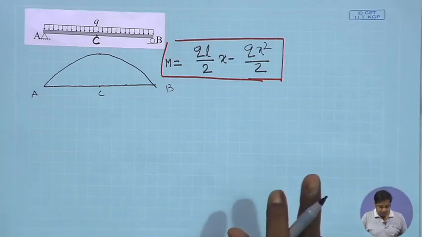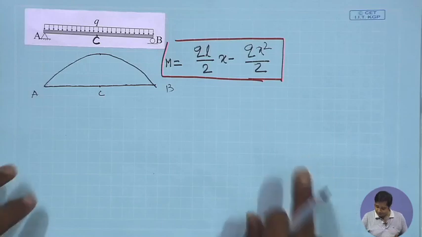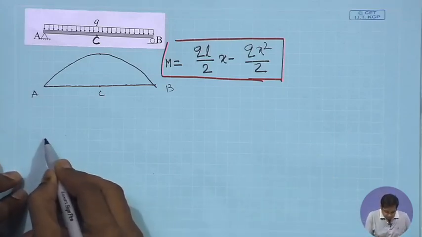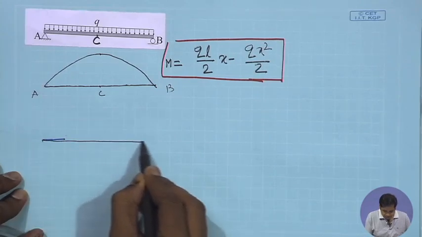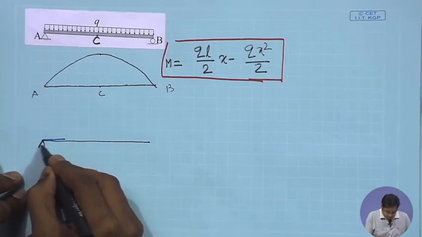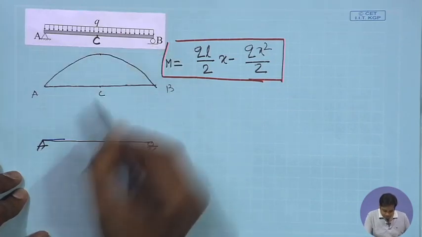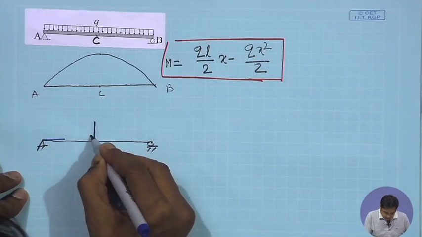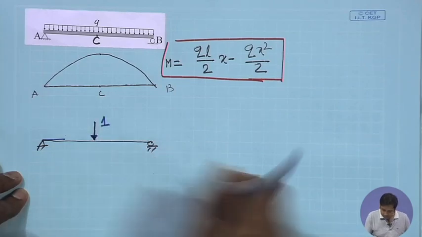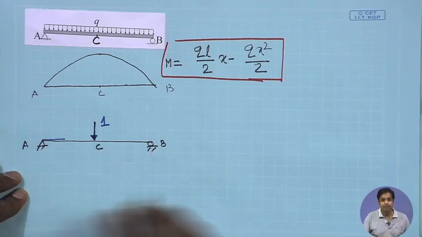Now, we need to find out what is small m. First, let us find out small m for transverse deflection at C. So, what would be the problem? We need to consider the same beam, same support condition, and at point C we want to find out the vertical displacement. So, we need to apply a unit load at point C. This is A, this is B, and this is C.